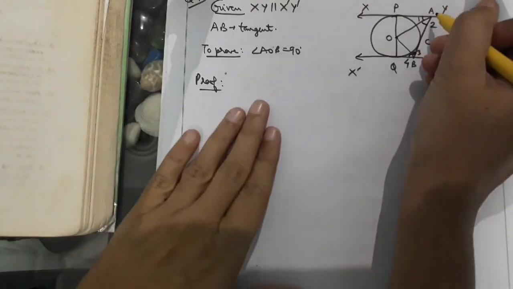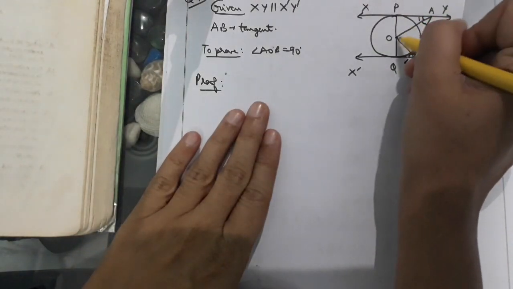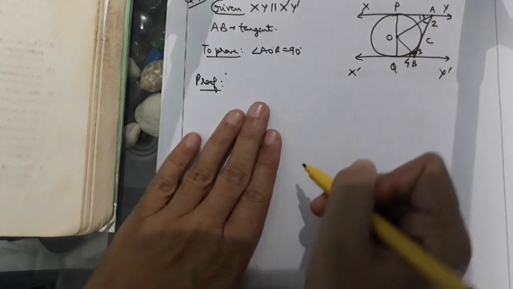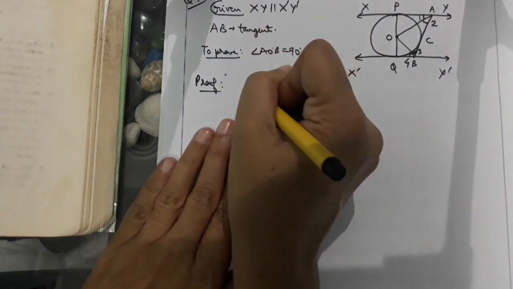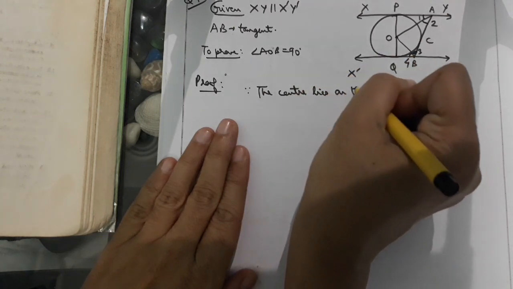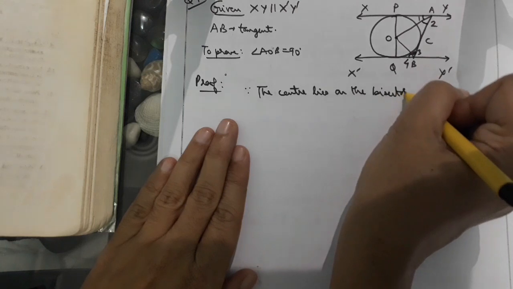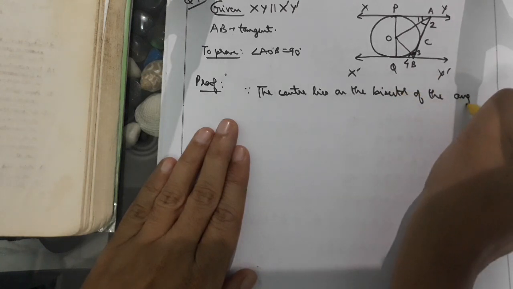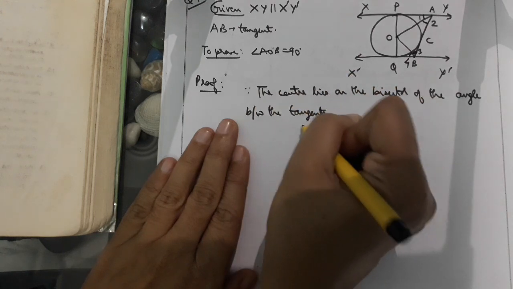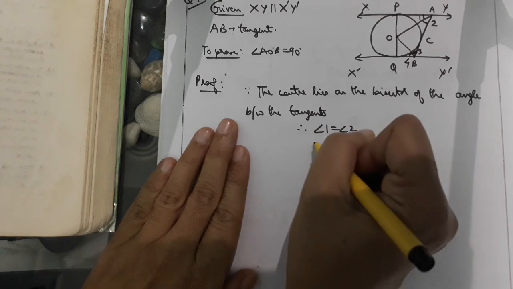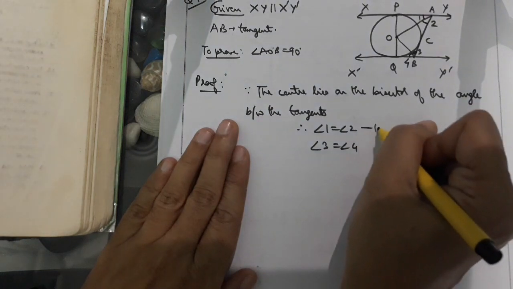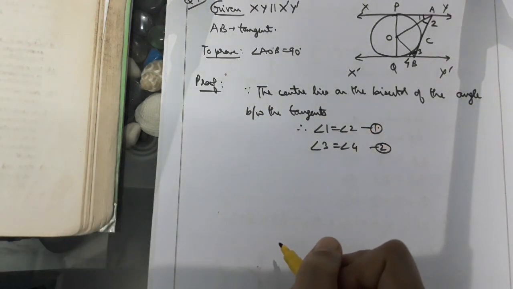So we say that the center lies on the bisector of the angle between the tangents. So over here these are the two tangents and OA is the bisector. Similarly over here BC and BQ are the tangents and OB is the bisector. So we write down, since the center lies on the bisector of the angle between the tangents, therefore angle 1 is equal to angle 2 and angle 3 is equal to angle 4. This is what we obtain. Let this be equation 1 and equation 2.